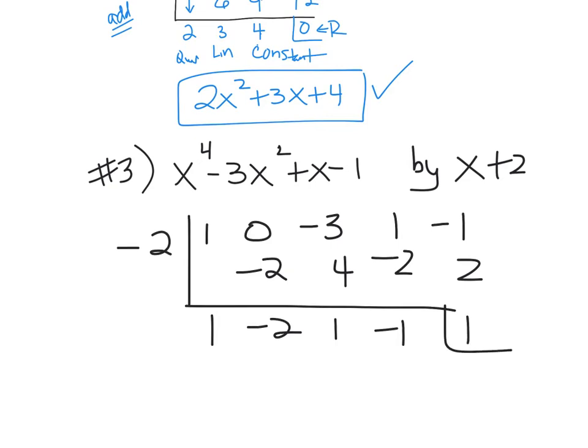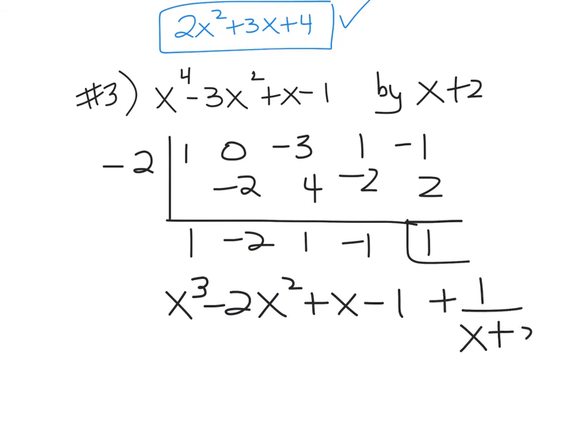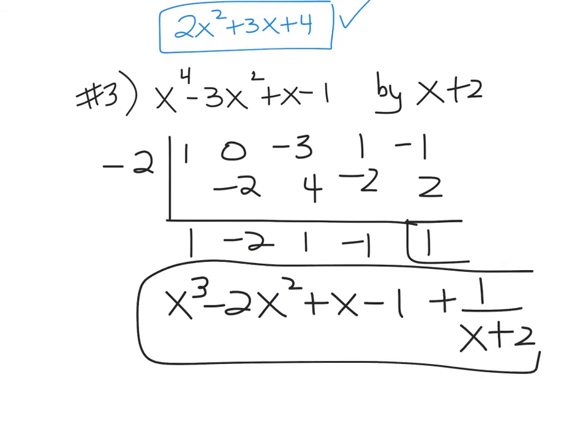You got a remainder of 1? I did it. Yay. Okay, so make sure that you write it as your answer, though. Your answer is going to be x cubed minus 2x squared plus x minus 1, and your remainder you should write as 1 over x plus 2. Sometimes the book will say as long as x is not negative 2. We don't need to write all that. We did domain so much that we're good.